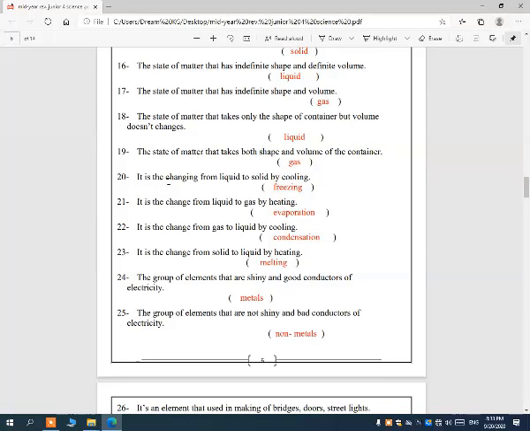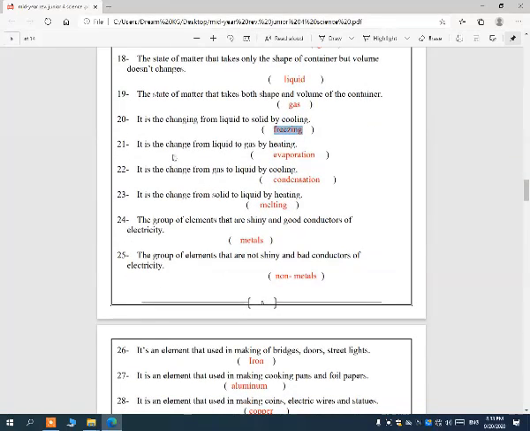Number 20. Change from liquid to solid by cooling. Liquid to solid by cooling: freezing.